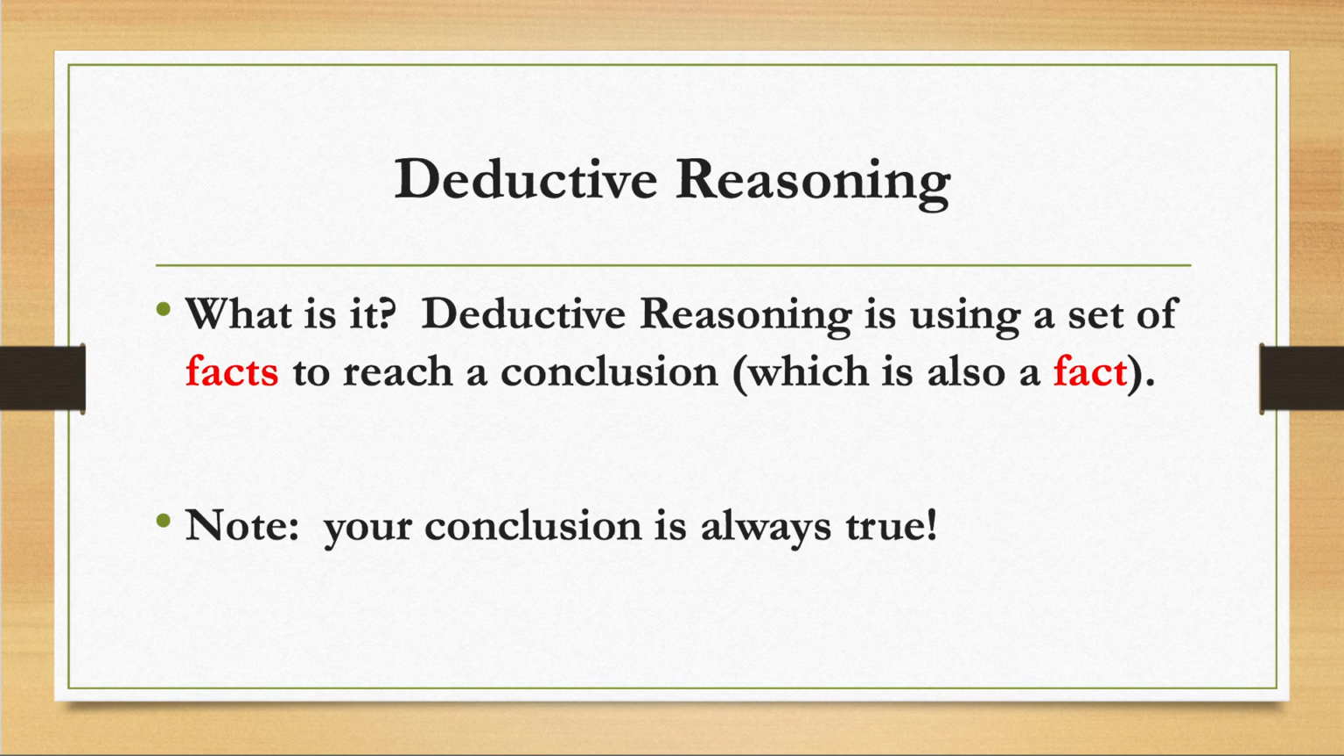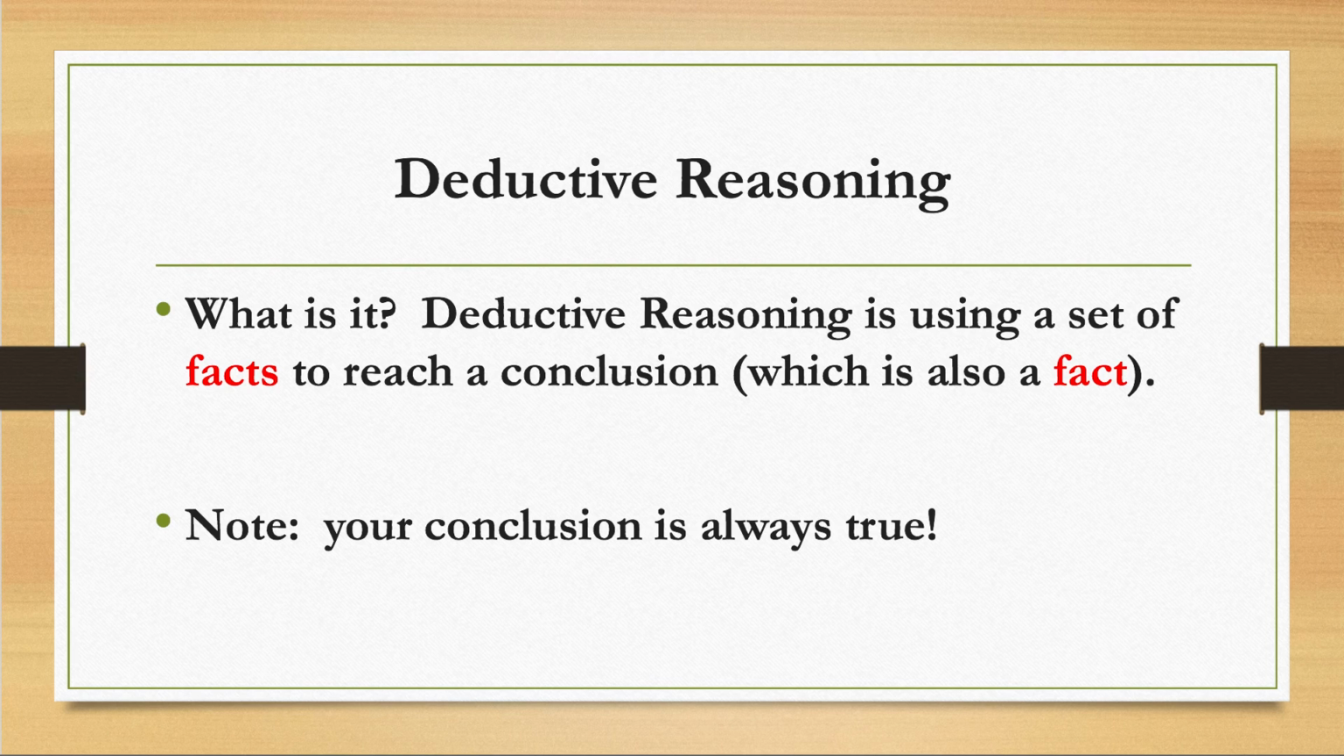So let's begin with the definition. Deductive reasoning is using a set of facts to reach a conclusion, and that conclusion will also be a fact. Note that your conclusion will always be true.